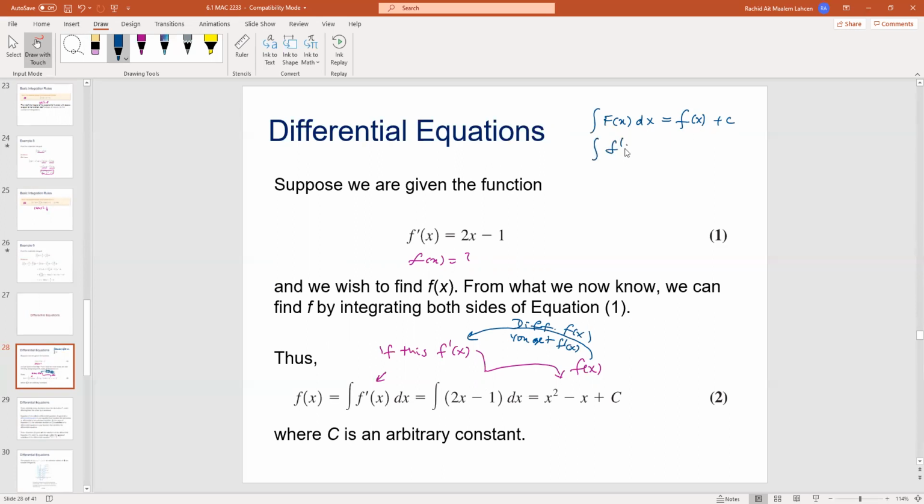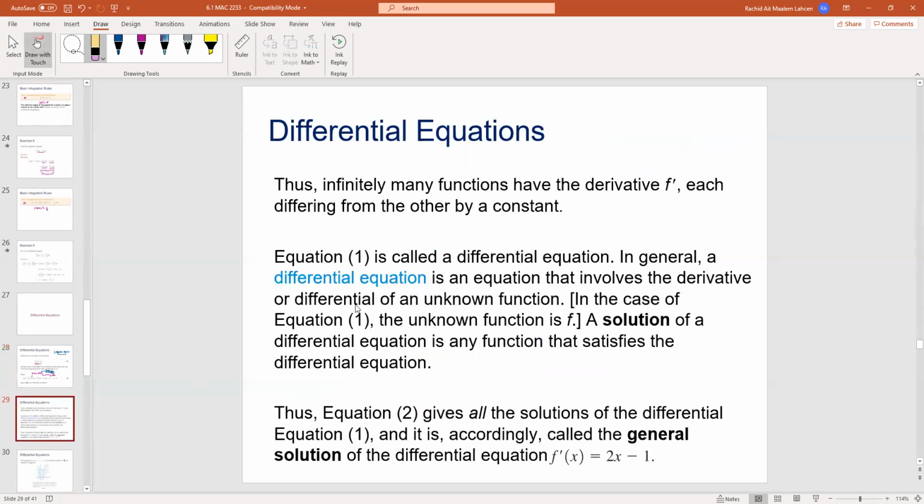Or if this is f prime of x, it doesn't matter. What I want to get to is it doesn't matter what you do, as long as when you differentiate this function, you're going to get the integrand inside. Okay, so what is a differential equation? It is a function or equation that involves the derivative. So that's what's going to be explained in this slide.